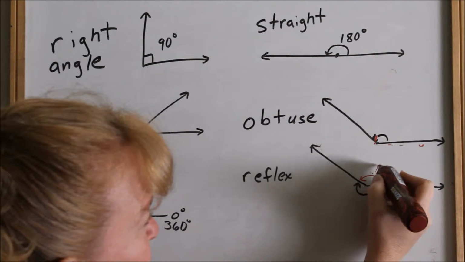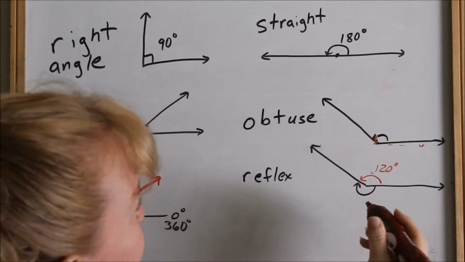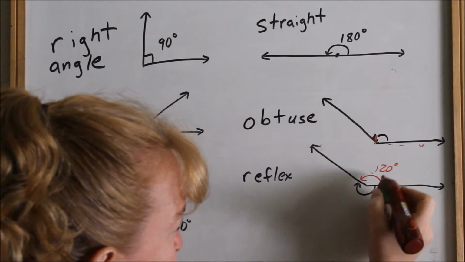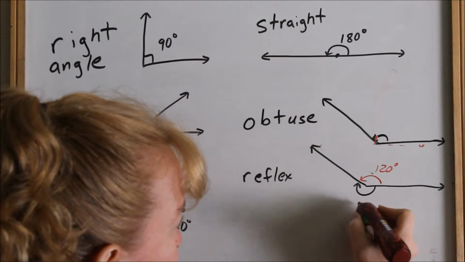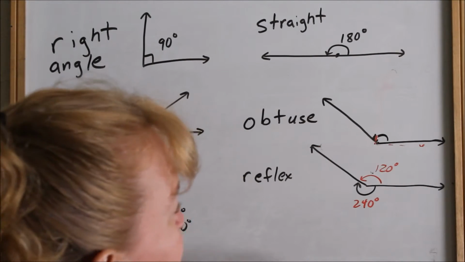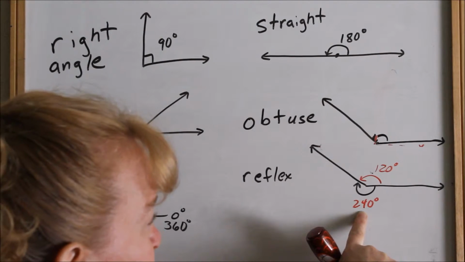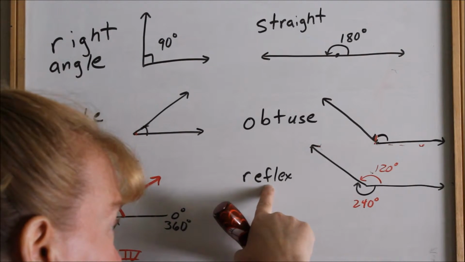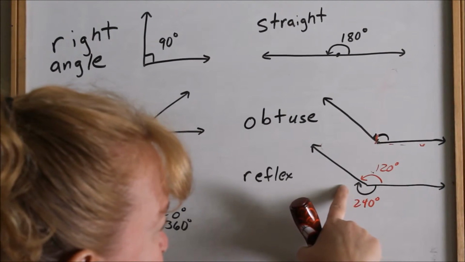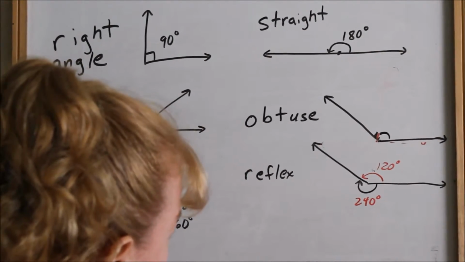Let's just pretend this is 120 degrees. That would be obtuse. So that means that this side, if this forms a complete circle of 360, that would be 240 degrees. Make sure that does equal 360. So 240 degrees reflex is bigger than 180 but smaller than 360. A reflex angle is larger than 180 degrees but smaller than 360. So anything larger than 180 is reflex. Okay, so this black arc will be the reflex angle.